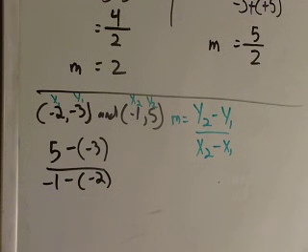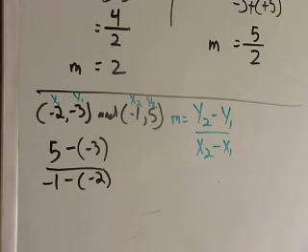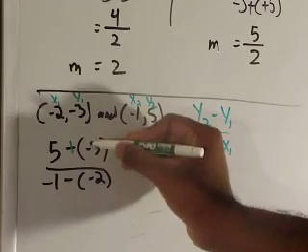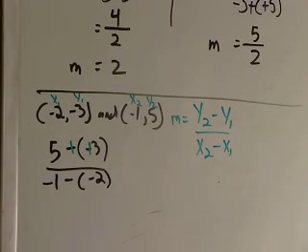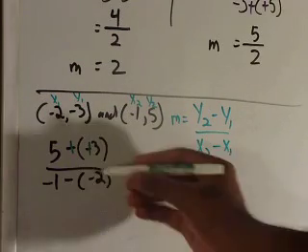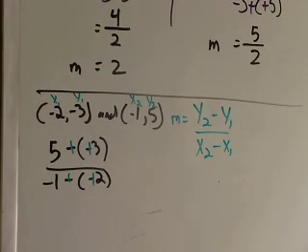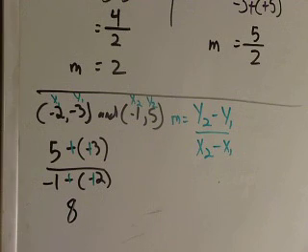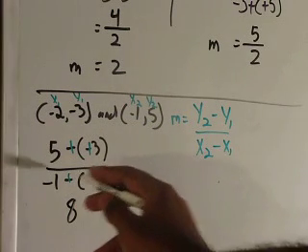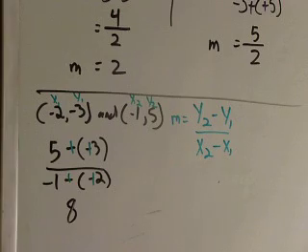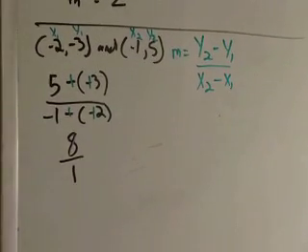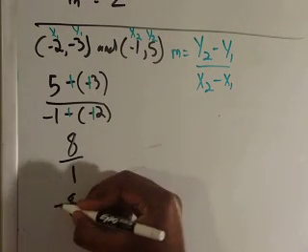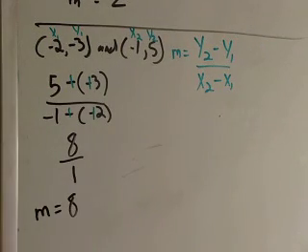Now I'm going to simplify those. Negative 5 minus negative 3 becomes negative 5 plus 3, because I add a line, change a sign. Same thing here, got a double negative, add a line, change a sign. So 5 plus 3, what's that? 8. And then negative 1 plus 2 is 1. You simplify that, 8 over 1 is 8. So M is equal to 8.